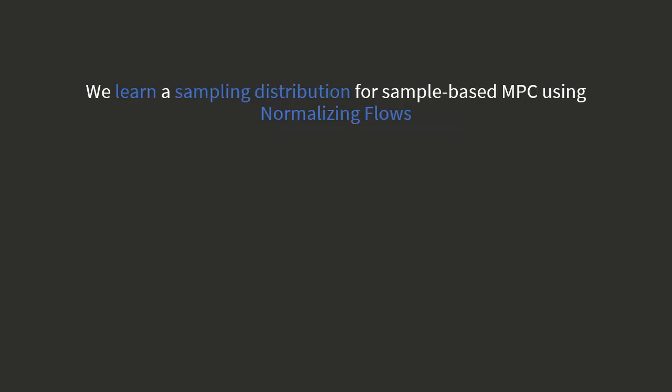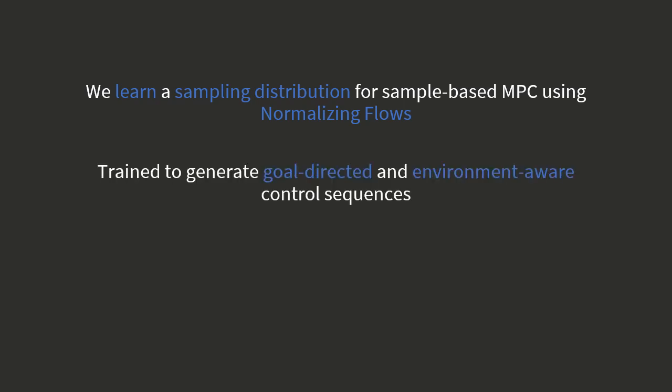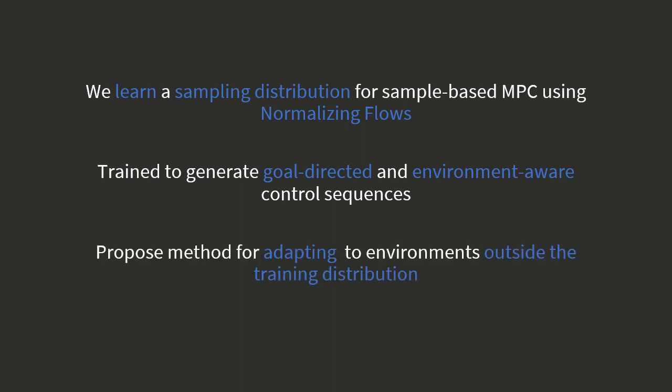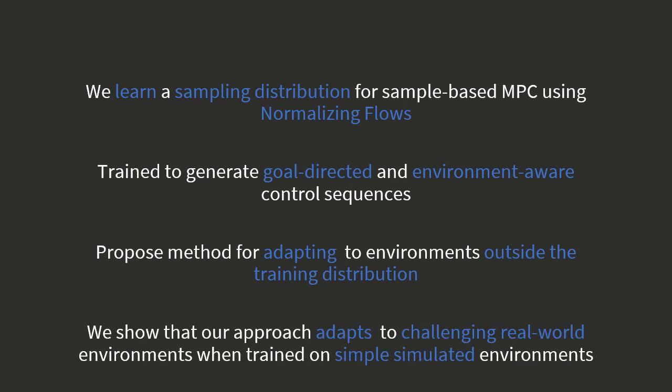Overall, we present a method for learning sampling distributions for sample-based MPC, which generate goal-directed and environment-aware control sequences, and we propose a method for adapting to novel environments. And we also show that our approach can adapt to challenging real-world environments despite only being trained on simple artificially generated environments.